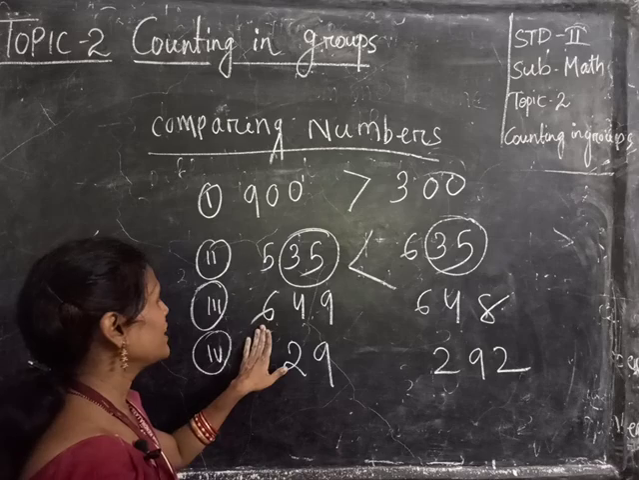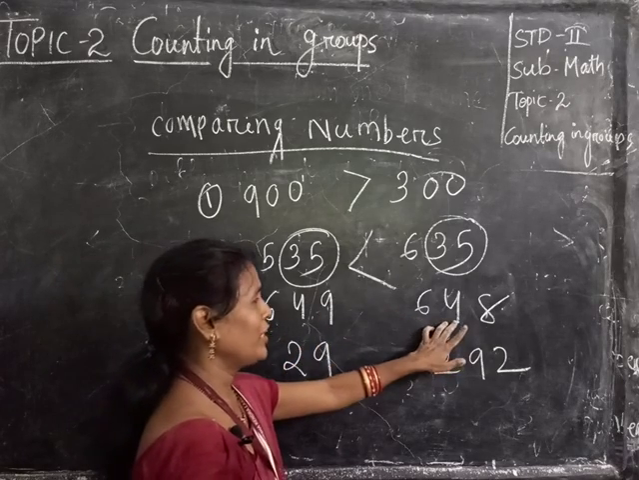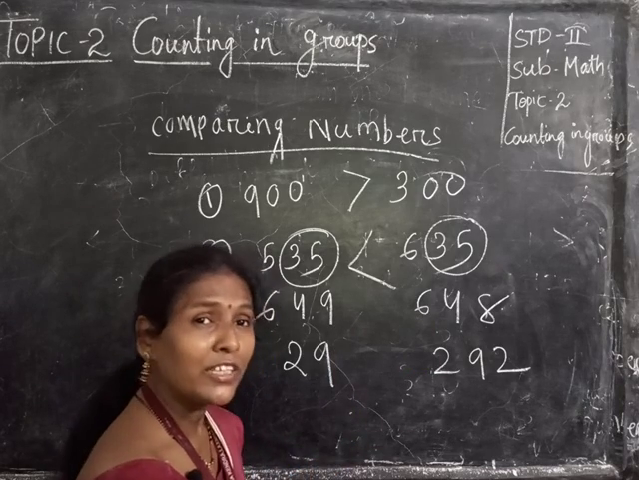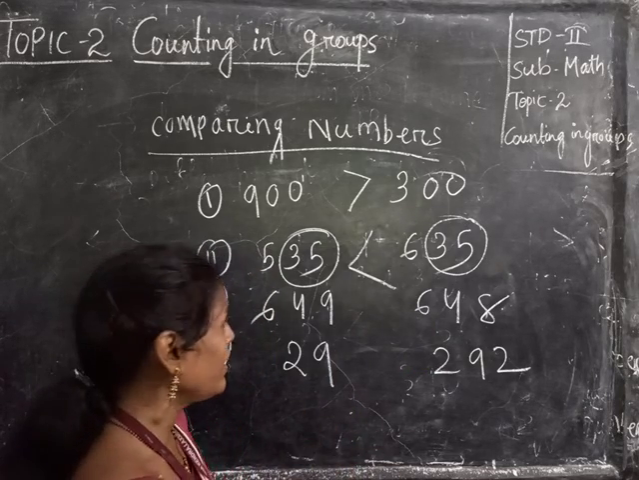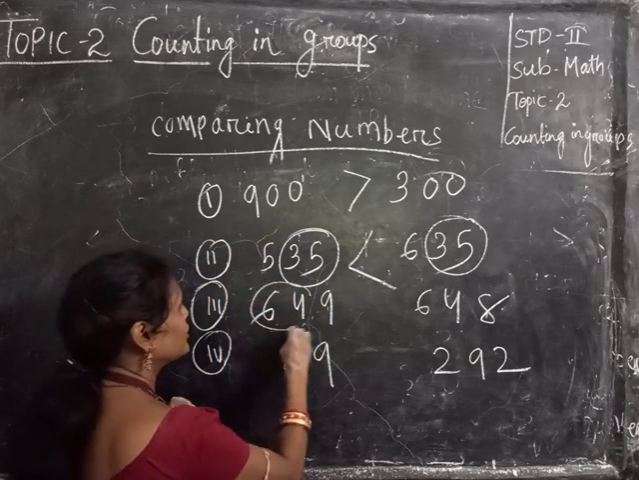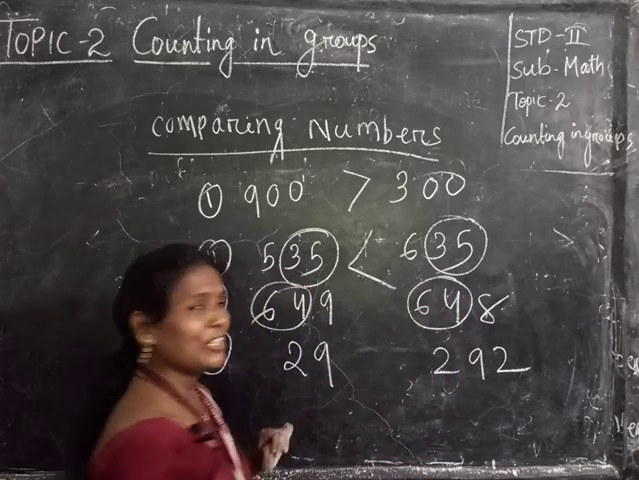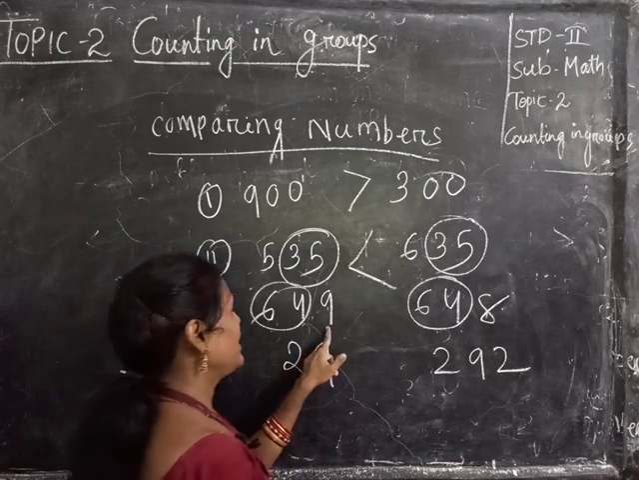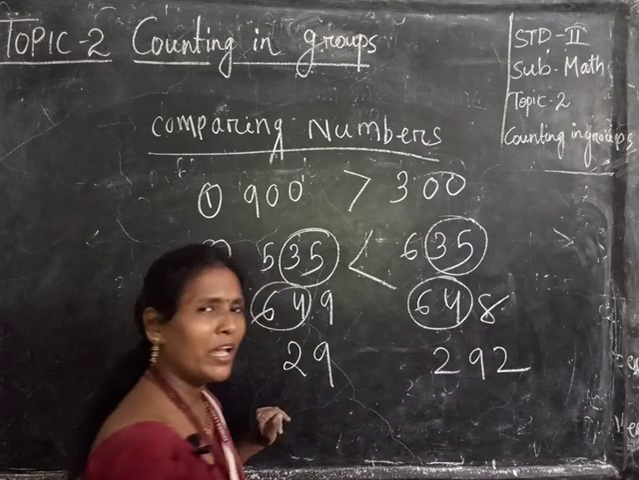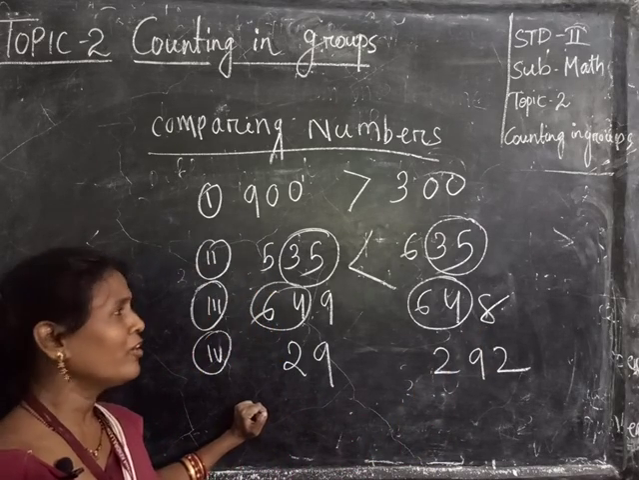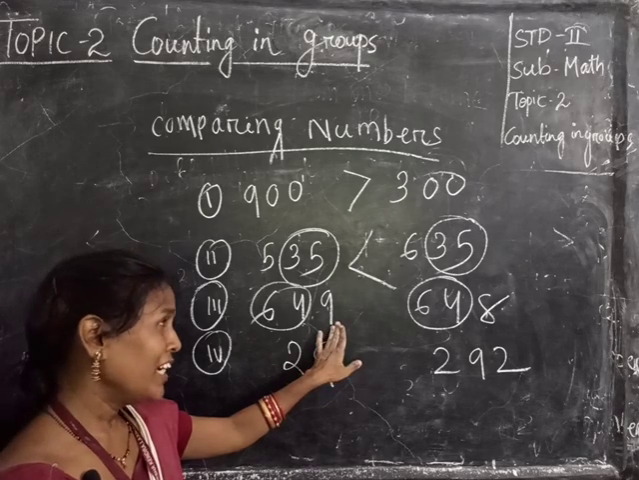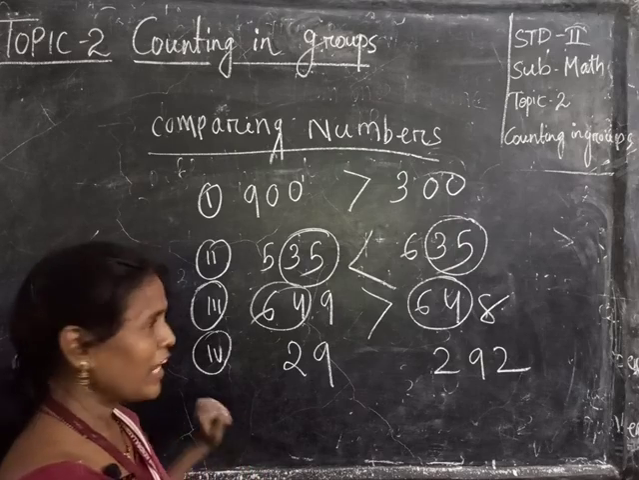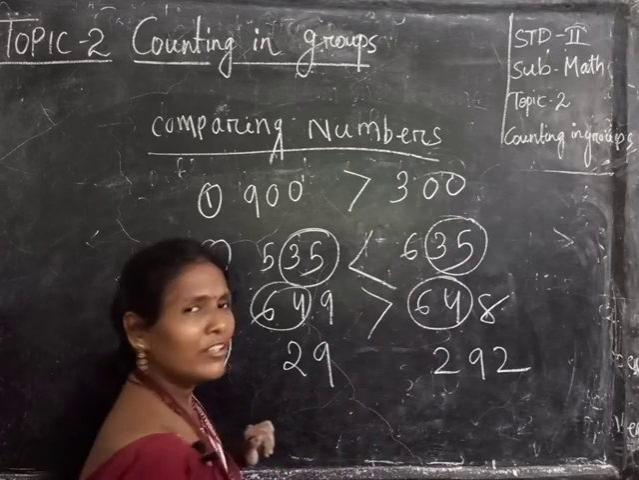Next is your 649 and 648. Tell me, students, by looking at these 2 numbers, who can say what is given in this number? Yes, here also 64, here also 64. So you have to see which place? 1's place. Here is 9 given and here is your 8 given. So tell me, students, which one I'll put? Yes, bigger number, bigger side. That means this one. Right? Means 9 is greater than 8.